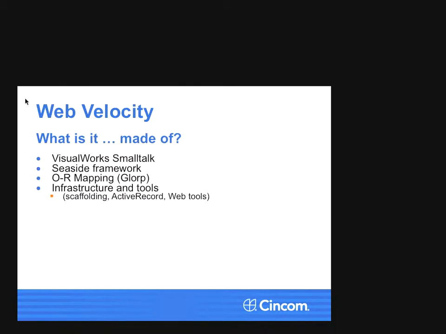So what's under the hood in Web Velocity? Kind of technically, here are some of the basic components that are in it. It's based on VisualWorks Smalltalk with the Seaside framework, also an OR mapping framework, GLORP, and a good bit of infrastructure and tools, scaffolding, active record. You may recognize some of those names from the Rails world. And indeed, it's very similar or analogous to those.